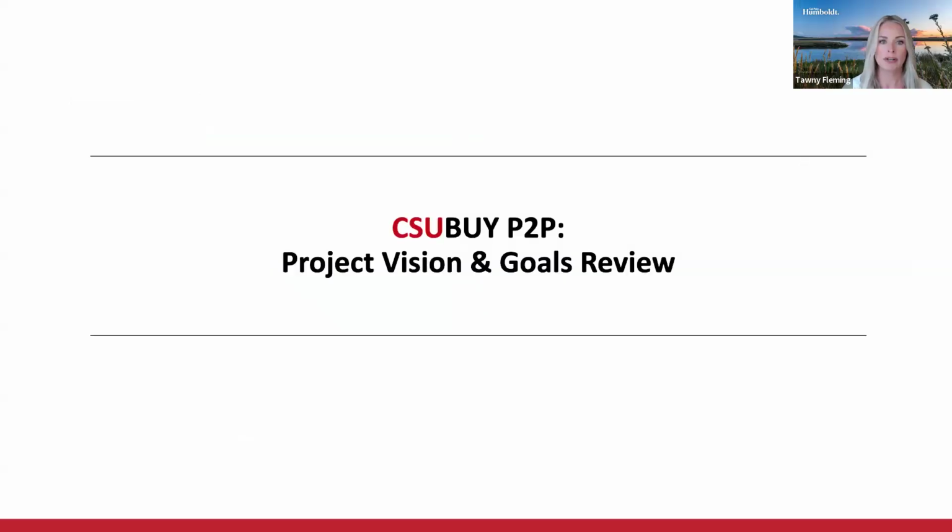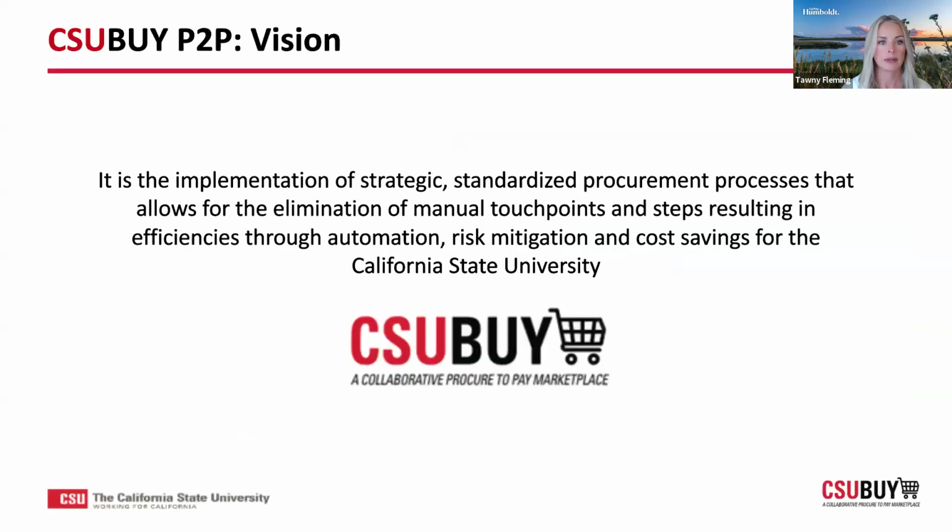Before we dive into functionality, let's take a moment to review the vision and goals of CSUBUY P2P. Understanding the why helps us better understand the design and decisions that have shaped this project. Our vision for CSUBUY P2P is to standardize procurement processes across the CSU, reduce manual steps, and drive efficiencies through automation. Ultimately, this means saving time, reducing risk, and lowering costs.